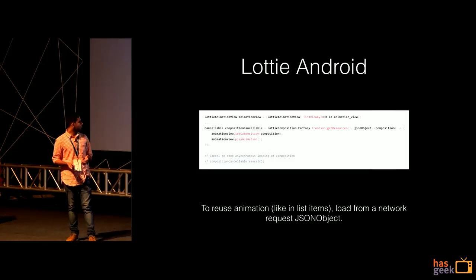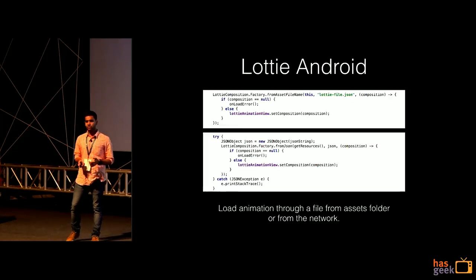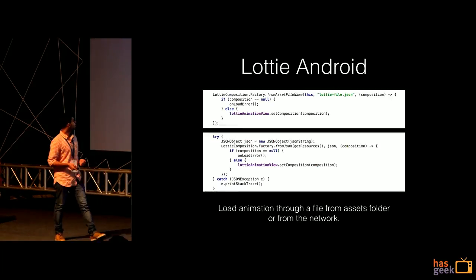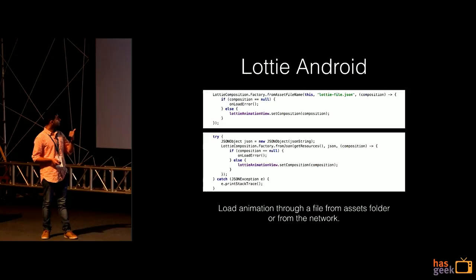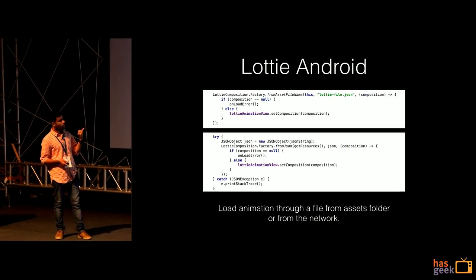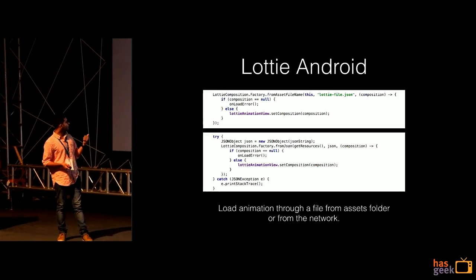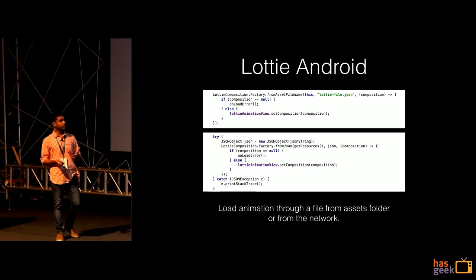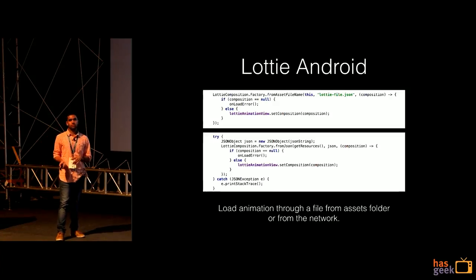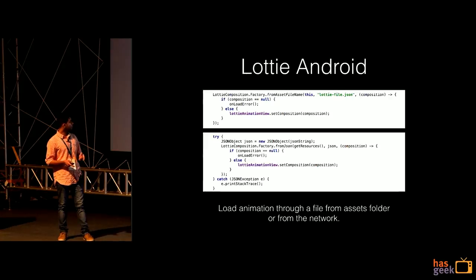Also, you can load it from a JSON object. Like here you can see, we can reference from our assets folder, and the JSON file, we can set the composition to the Lottie animation view. And also, if we do it from the network, we can make a retrofit call or an API call, and we get the JSON string, we convert it into a JSON object, and then pass it to this method fromJson, and we get the composition.